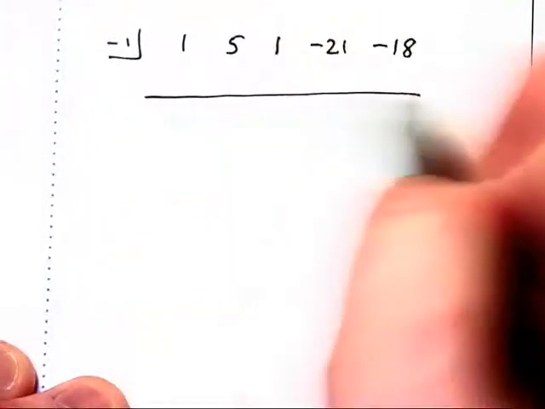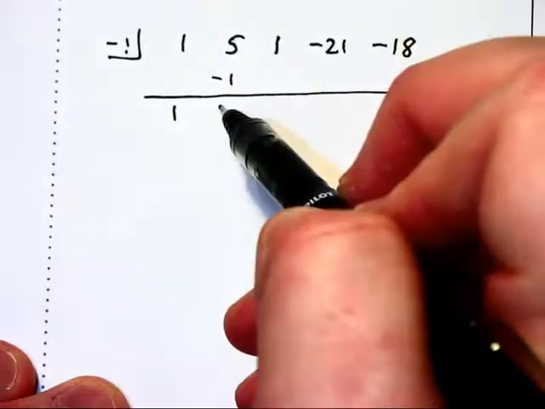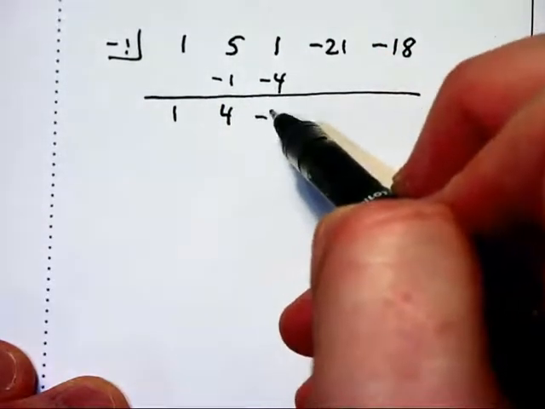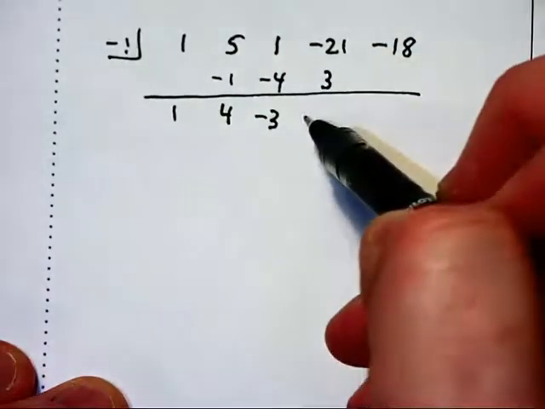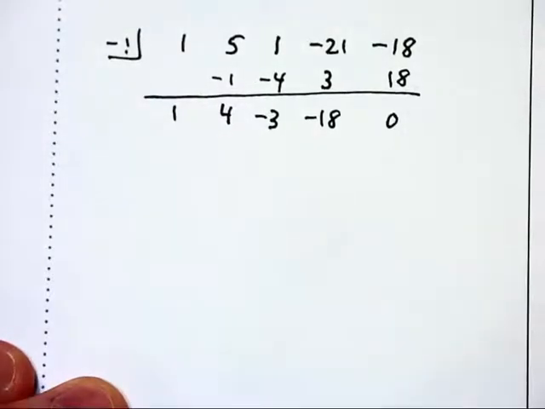Draw our line, bring the 1 down. Negative 1 times 1 is negative 1. Add down in the next column to get 4. Next column we get negative 4. Add down to get negative 3. Negative 1 times negative 3 is positive 3. Add to that and get negative 18. And everything's going to zero out just as we were told.